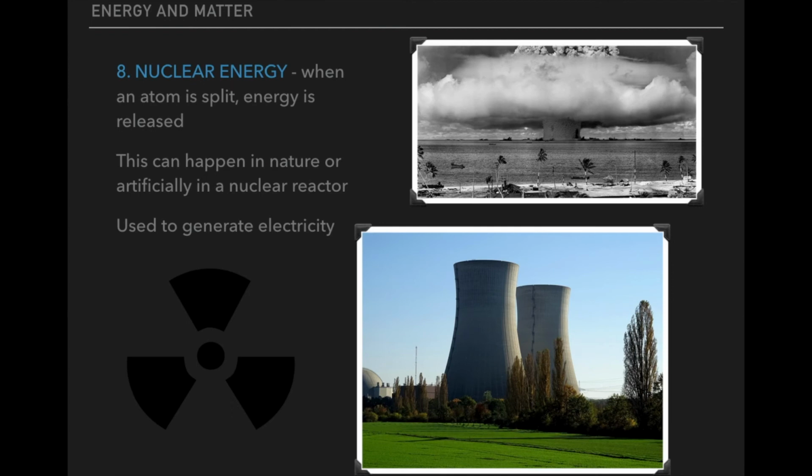Okay, we're going to end with nuclear energy. This is when an atom is split, energy is released. This can happen in nature by the breakdown of an element if something's radioactive, or it can happen in a laboratory, being split, the atom bomb. But even in nuclear power plants, the atom is being split to produce a great amount of energy, but at what cost?